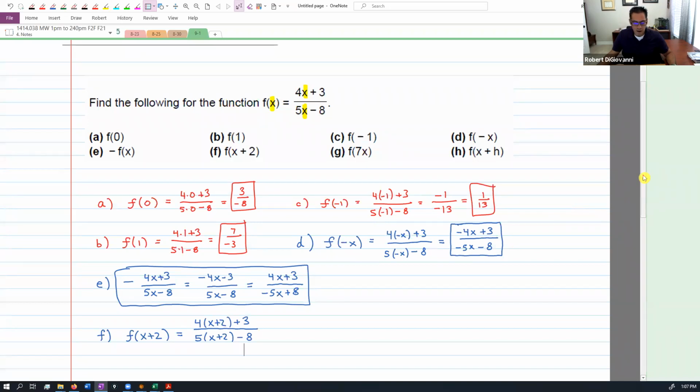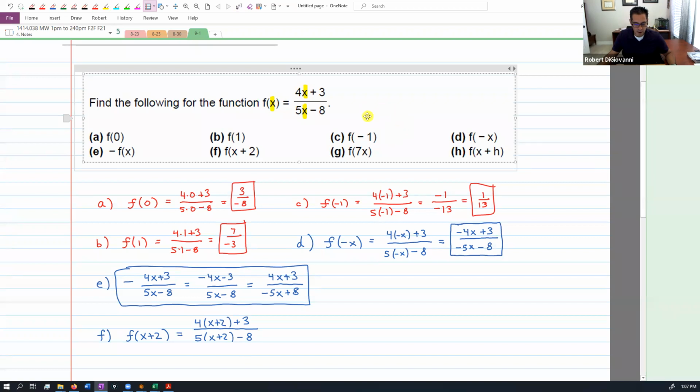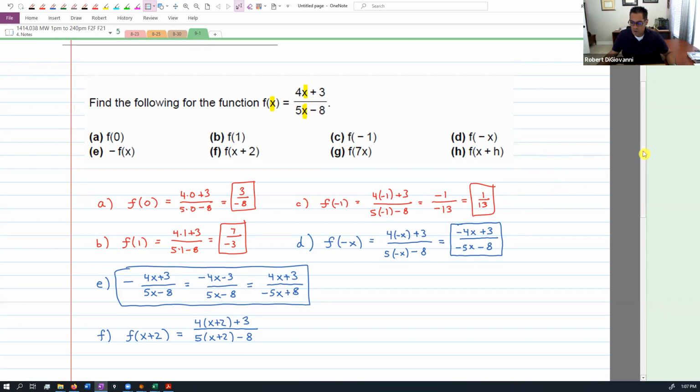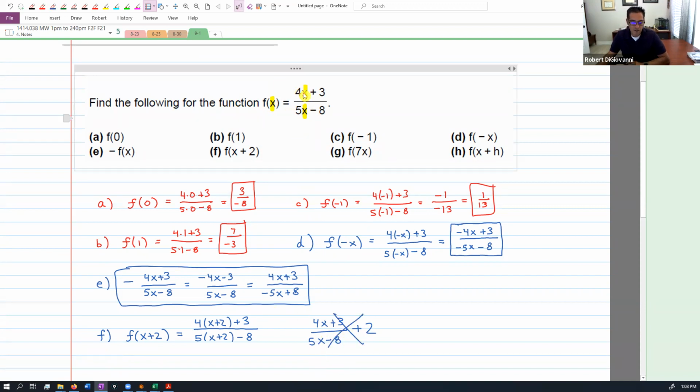One of the common mistakes that I see, and this may seem like, how could anyone ever do that? But I do see this. Some students will think that this means, oh, just take the original function and add 2. Right? That's not what this means. We're not just taking the original f function and adding 2 to it. We are replacing the x with the x plus 2.